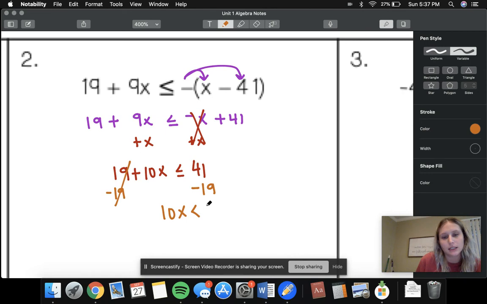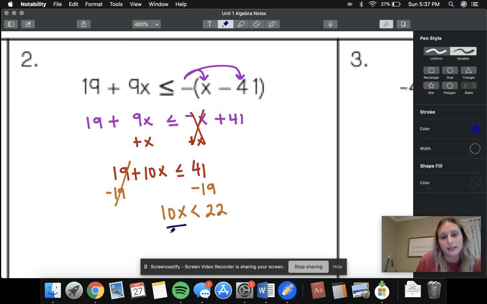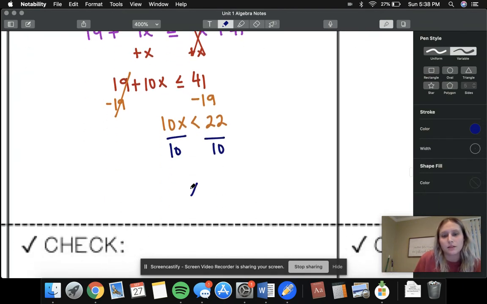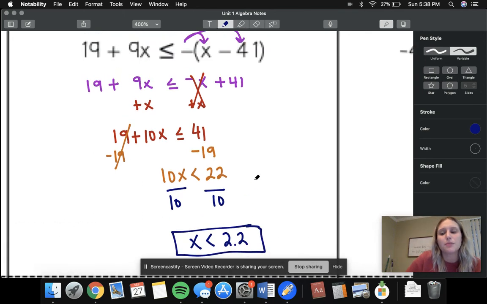41 minus 19, which would be 22. Divide by 10. We divided by a positive 10, so we don't need to flip the sign. And then 22 divided by 10, which would be 2.2. Okay. Again, if you guys solved it the other way, maybe you moved the 9x, you should still get 2.2.